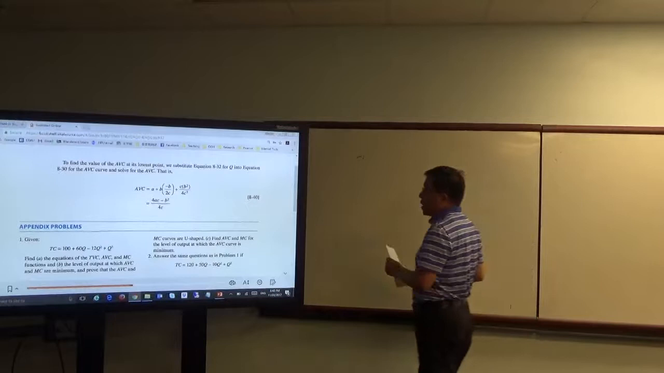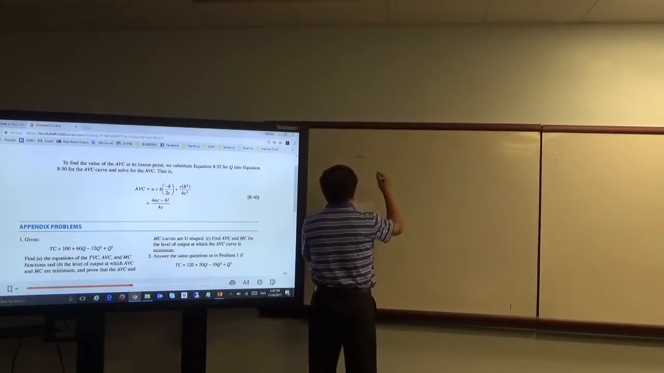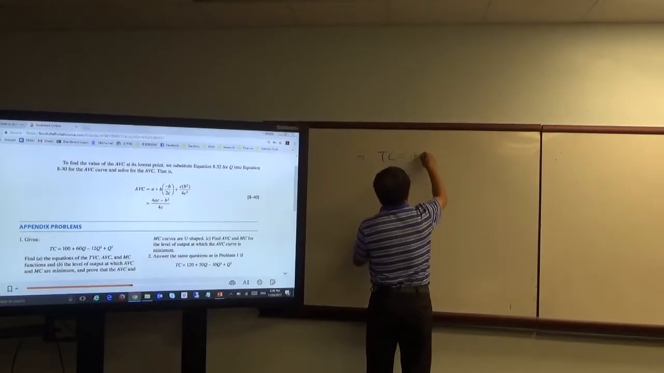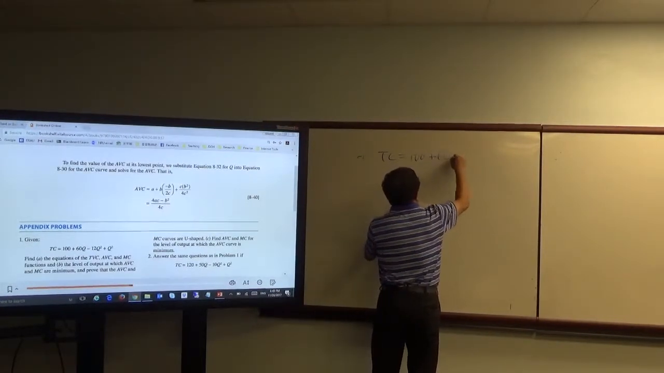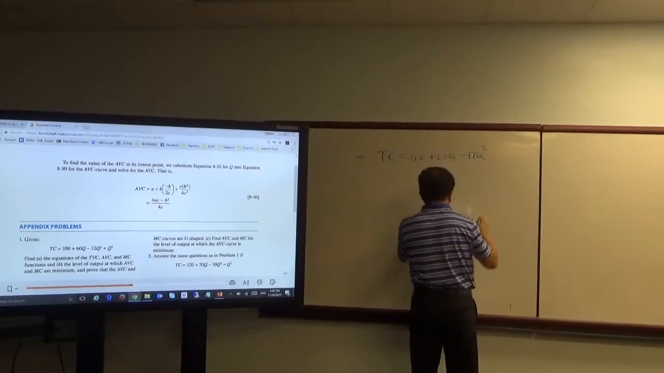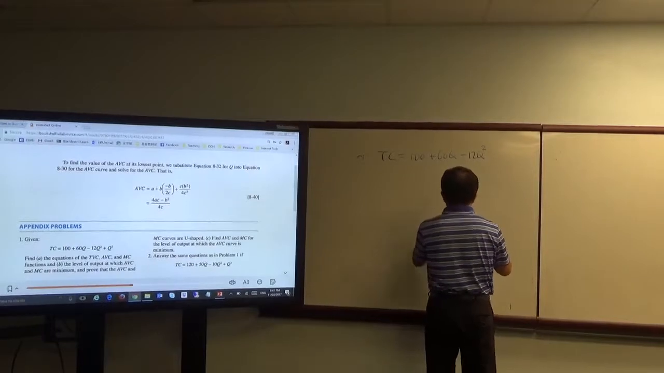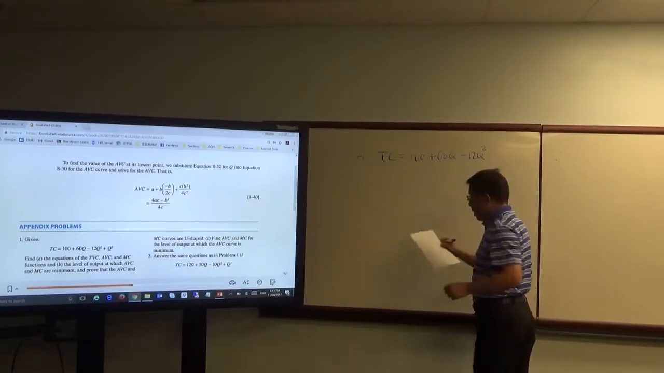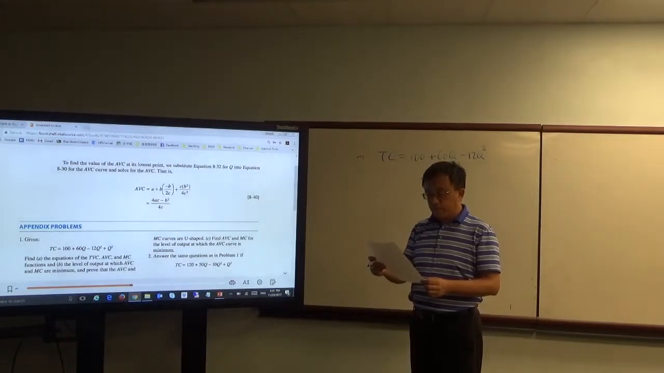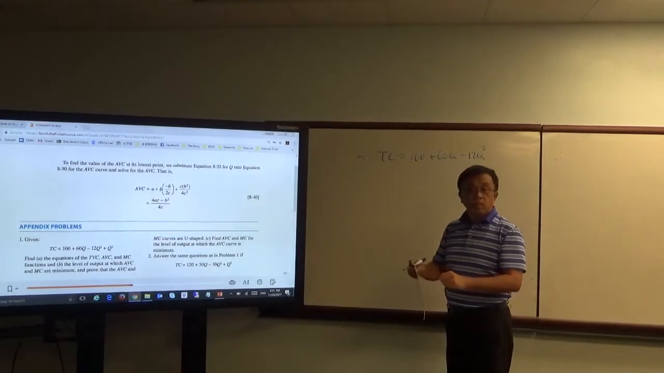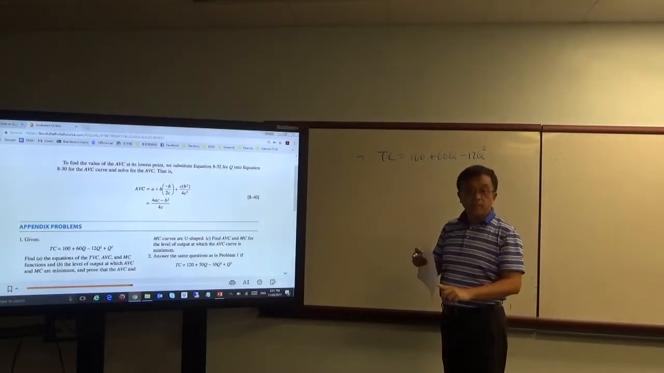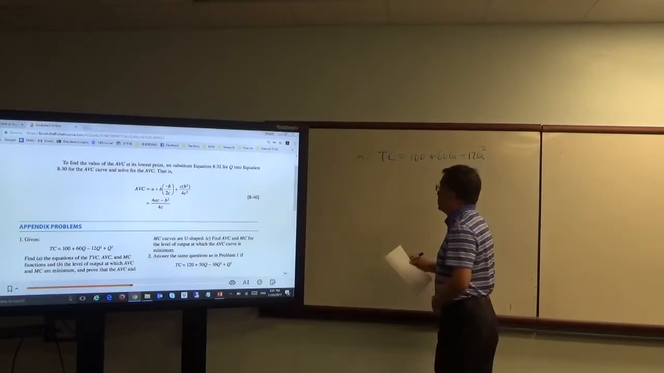Okay, so this is appendix question 1. That's the last question. The total cost is equal to $100 plus 60Q minus 12Q squared. Do we have two assignments for appendix 1 and 2? No, just one, just the first one.